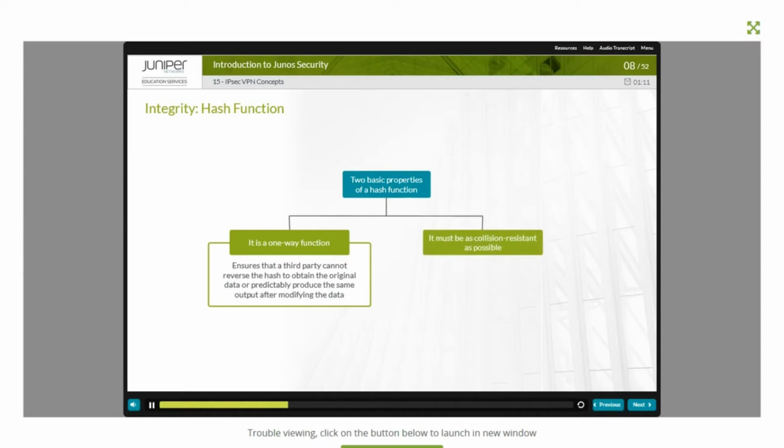It must be as collision-resistant as possible. A collision occurs when 2 different inputs give the same output. It must not be possible to predict a different input value that gives the same output. This property is necessary because the purpose of hashing is to verify that the data has not changed.